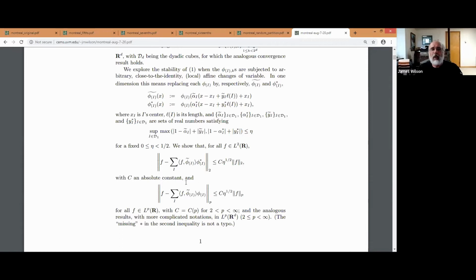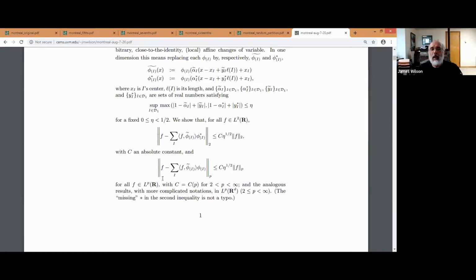And also in LP you have something similar. Notice you can have a perturbed one here and you have to have the original one here, and you'll have this inequality, the stability result, so to speak, as long as p is bigger than 2. I can't do it for p less than 2.